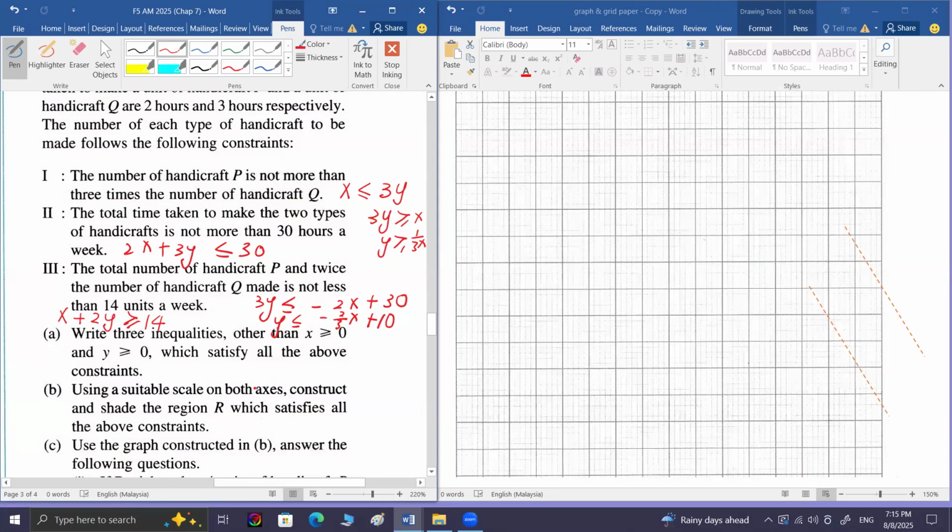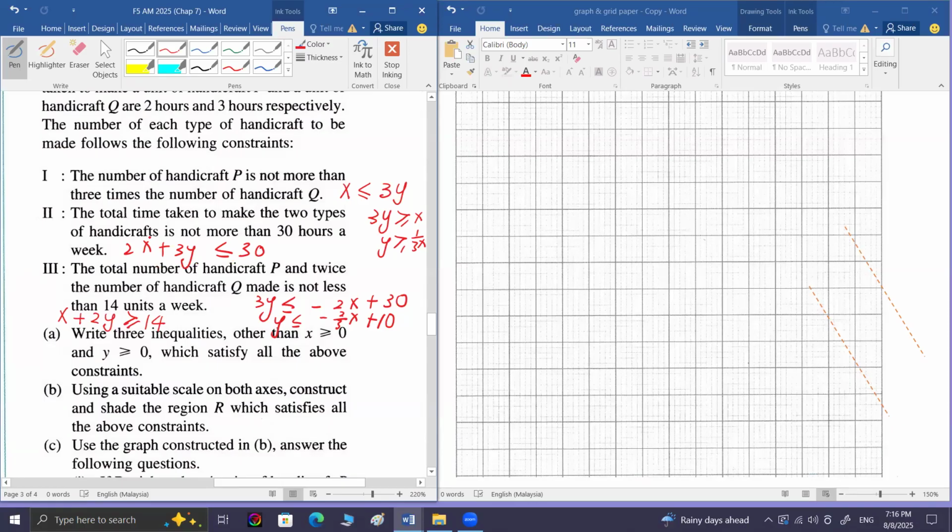Okay, class, now your turn again. Try to draw these 3 lines, and then after that, shade the region and label with R. Try to draw and see. Like what I said, you find the 2 points. You see the 2 points that are needed.